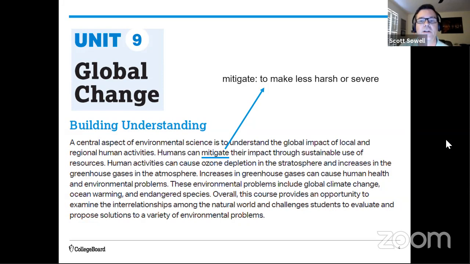Most of you probably already know this, but just to make it explicit, it just means to make less harsh or less severe. And so the whole point of Unit 9 is to take these big system thinking ideas and understand them in light of everything else that you've learned in the course. Some of the stuff in Unit 9 you've probably at least heard of before in terms of greenhouse gases or climate change or maybe ocean acidification. But what Unit 9 does is it allows you to take everything you've learned and put it into context with some very specific environmental issues.